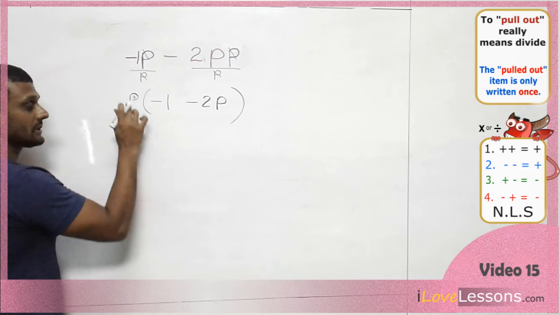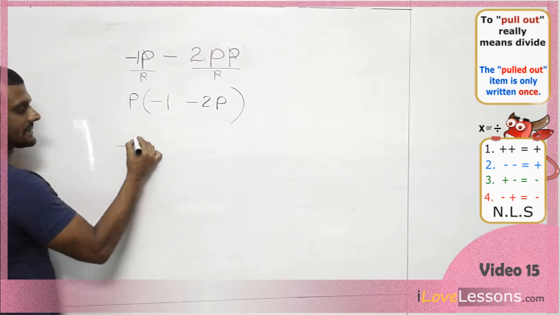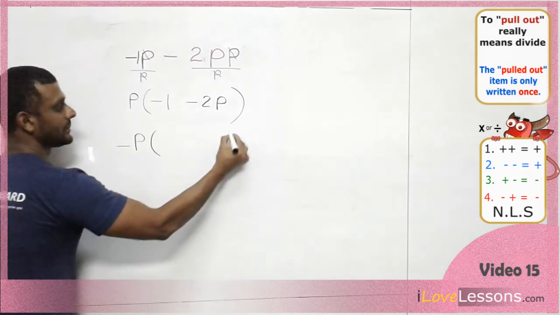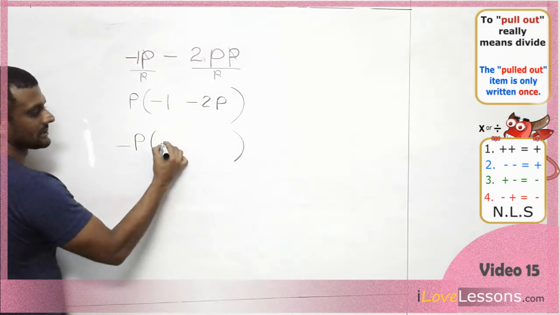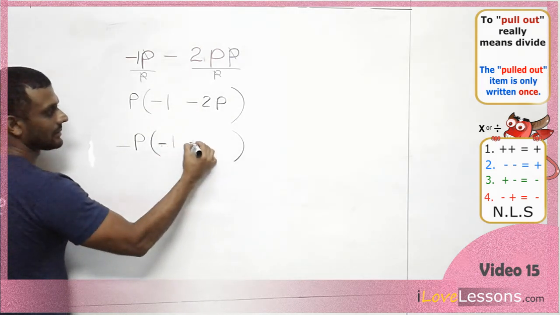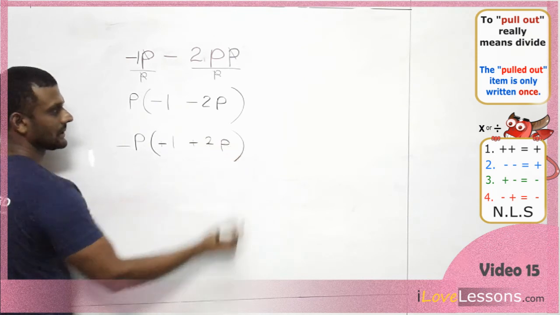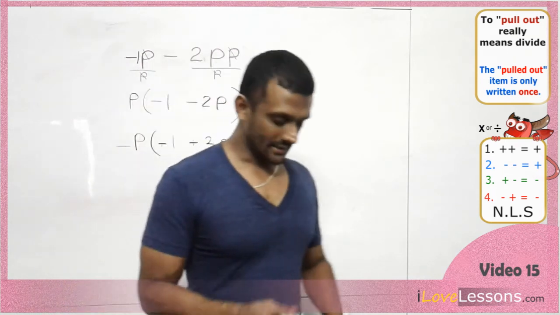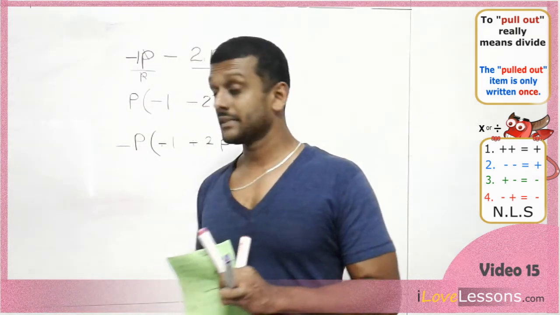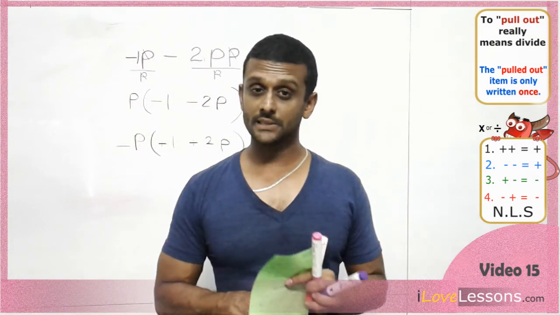Instead of pulling out positive p, we can instead pull out negative p. And we'll just get the opposite of what's in the brackets. We'll get positive 1, positive 2p. That's the final answer.